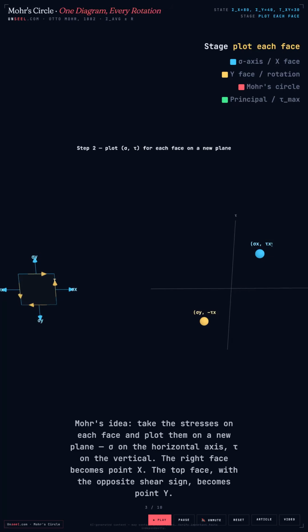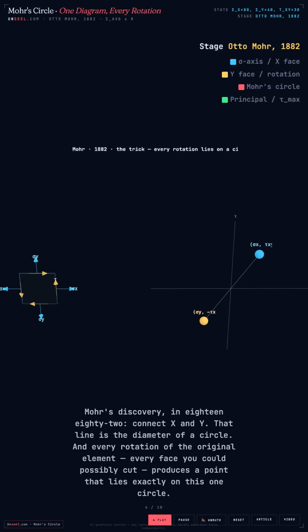Mohr's idea: take the stresses on each face and plot them on a new plane. Sigma on the horizontal axis, tau on the vertical. The right face becomes point X. The top face, with the opposite shear sign, becomes point Y. Mohr's discovery in 1882: connect X and Y.